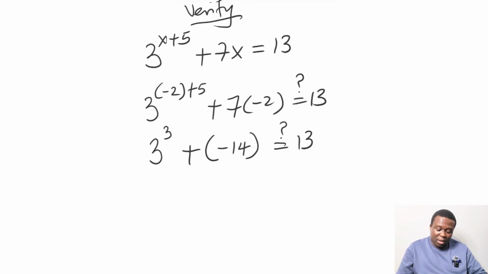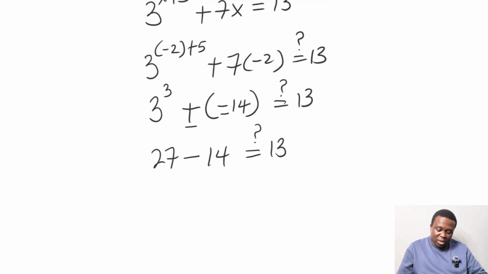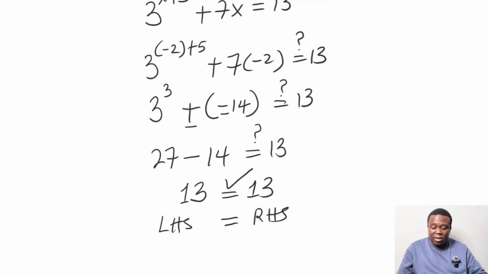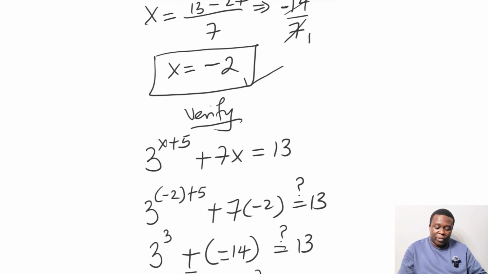And now is that equal to 13? 3 raised to the power 3 is 27, plus minus 14. Is that equal to 13? 7 from 4 is 3, 2 from 1 is 1, and this we have as our answer. Our left-hand side is now equal to our right-hand side. Therefore, our value for x, which is minus 2, is correct.